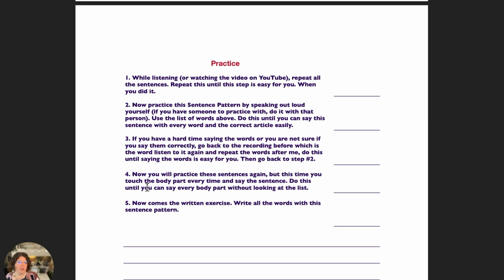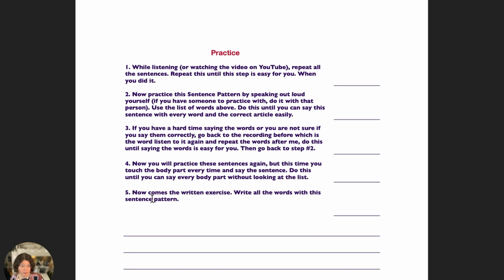That's your 4th step here. You practice these sentences again. You touch the body parts and you say the sentence. Ideally, you do this with a partner. If you don't have a partner, you do it by yourself. That's no problem. And then the 5th step, now you sit down and you write it.